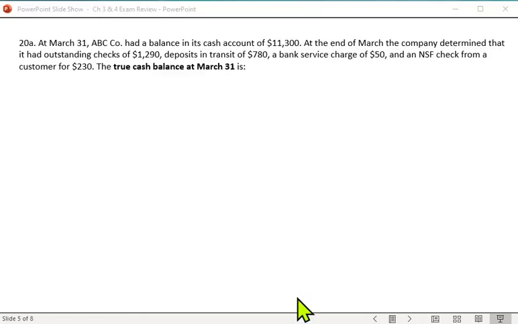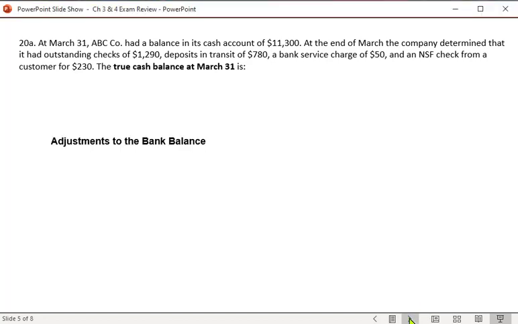Okay, our next problem starts off with, at March 31st, ABC Company had a balance in the cash account of $11,300. At the end of March, the company determined that it had outstanding checks of $1,290, deposits in transit of $780, bank service charge of $50, and an NSF check from a customer for $230. What's the true cash balance as of March 31st?